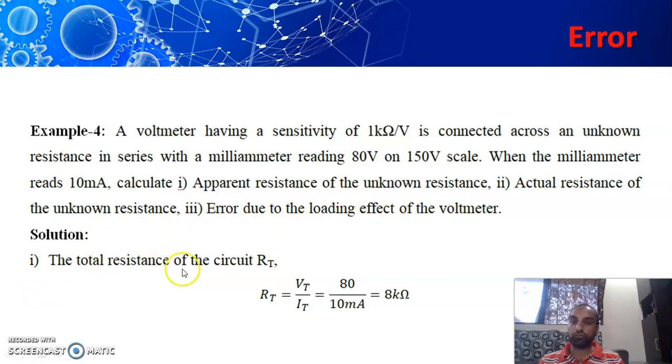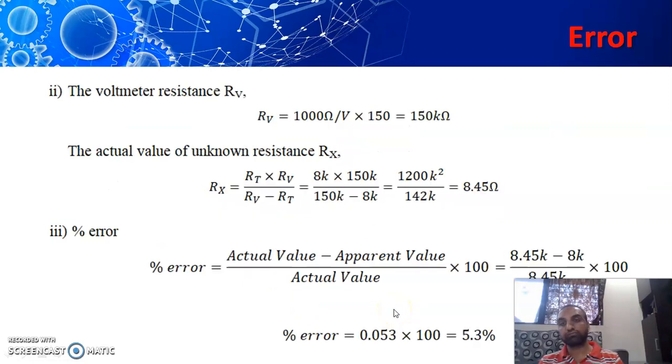So we have to find the total resistance of the circuit. How to calculate the total resistance? The total resistance is total voltage divided by total current. The total voltage is 80 volt, and the total current passing through the circuit is 10 milliampere, so it becomes 8 kilo ohm. Now the voltmeter resistance is denoted by RV, and RV is equal to 1 kilo ohm per volt, and for the range of 150, a 150 kilo ohm voltmeter resistance is obtained.